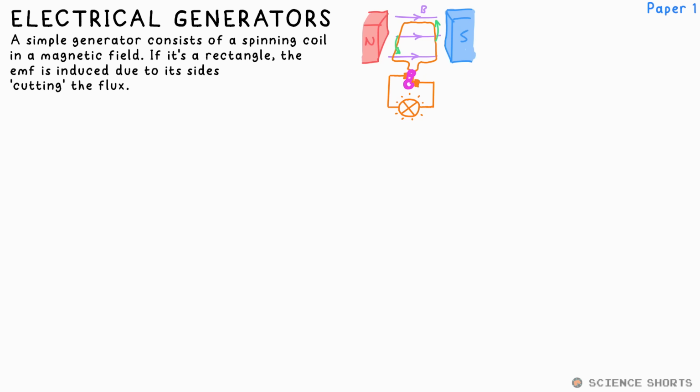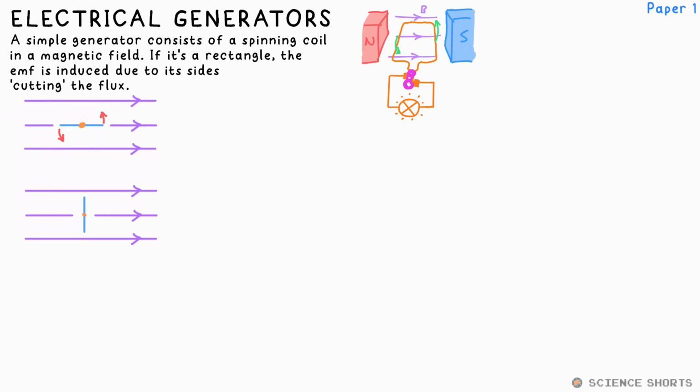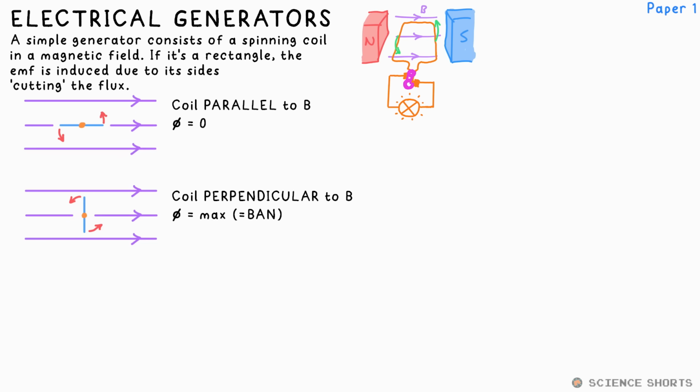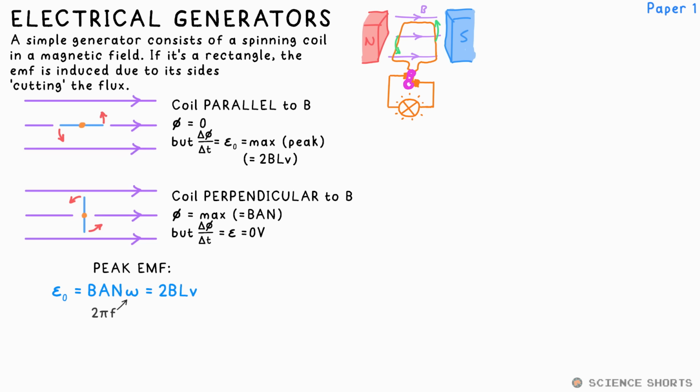Generators use induction to produce an EMF. As the coil spins, the flux through it goes from a maximum when it's perpendicular to the field lines to 0 when it's parallel to the field lines. The rate of change of flux, however, is greatest when the flux is 0. The maximum flux is BAN, of course, or flux linkage anyway. So if you want the maximum rate of change of flux, we multiply by omega. The peak EMF induced in a generator is equal to BAN omega.